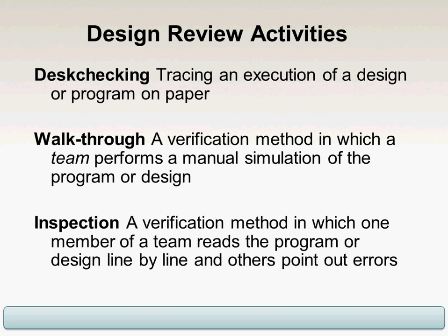Three types of design reviews. Desk checking is tracing an execution of a design or program on paper. Walkthroughs, you'll encounter these on projects where you will code a module, for instance, and then you will have to present the module to a team, and you would be amazed how many errors you can find just by presenting your module. So you can do those, and then an inspection is a verification method in which one member of a team reads the program line by line and the others point out errors. This is the best thing you can do on a project to ensure the quality.